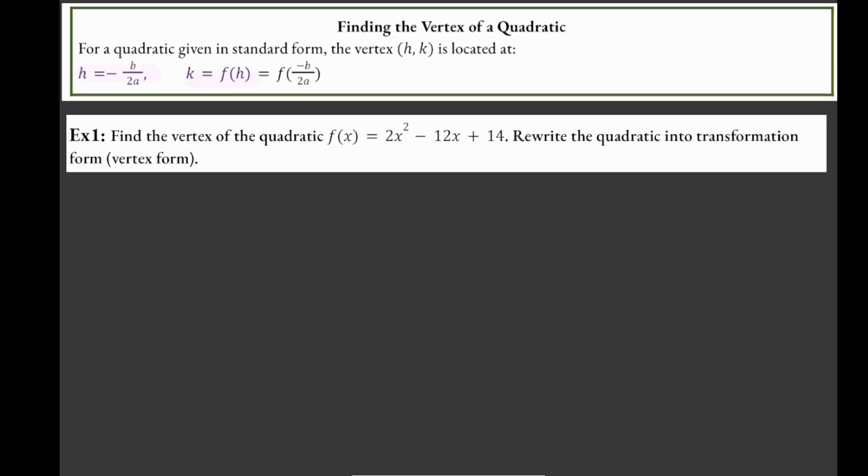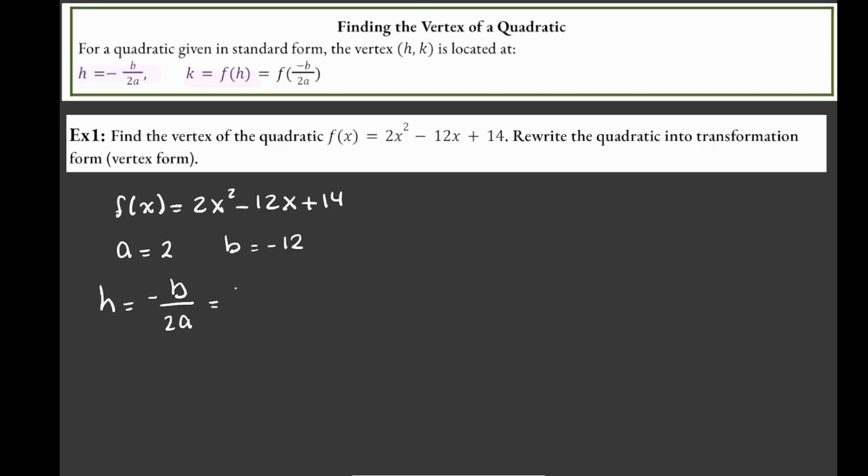So here, I have the equation f(x) = 2x² − 12x + 14. This equation is in standard form, and we want to write it in transformation form, or vertex form. The first thing I'm going to identify is that a is equal to 2 and b is equal to −12. For my c value, I don't really care about it because I'm not going to have any use for it now. To write it in vertex form, I need my h value, which we know we can find by using the equation −b/(2a).